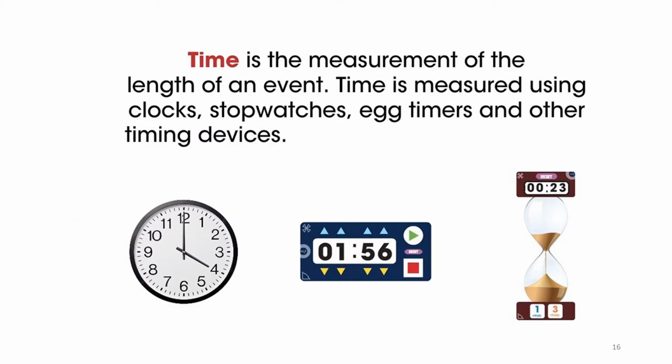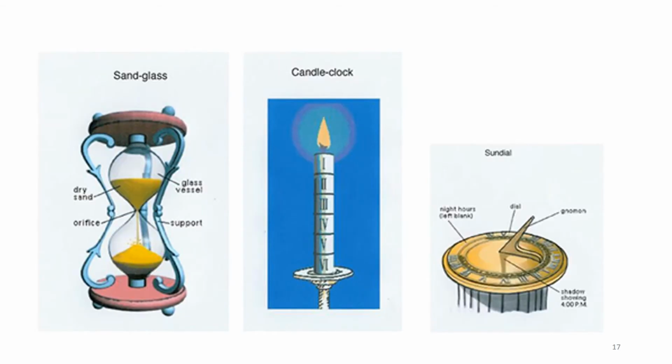Time is the measurement of the length of an event. Time is measured using clocks, stopwatches, egg timers and other timing devices. So friends, some pictures of clocks have been given for you. You have seen these everywhere. Here also some pictures of clocks have been given for you. Friends, you can have a look.